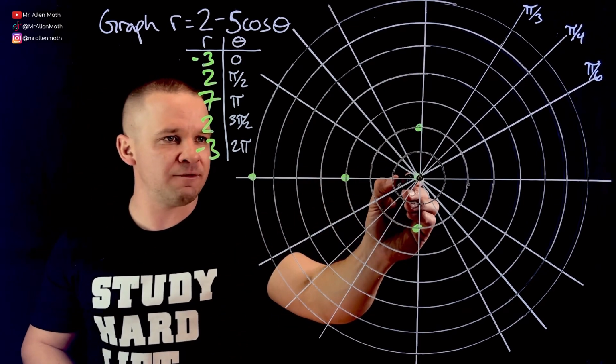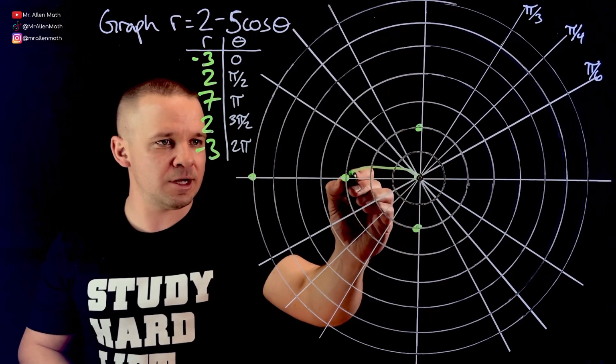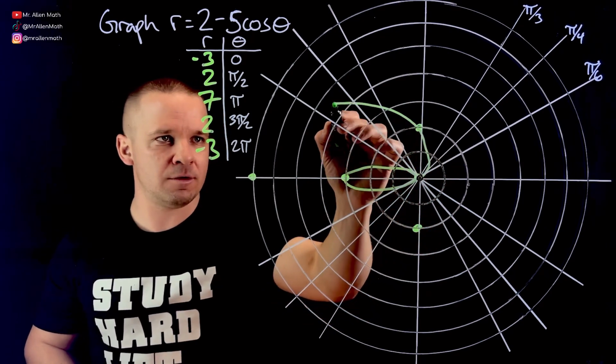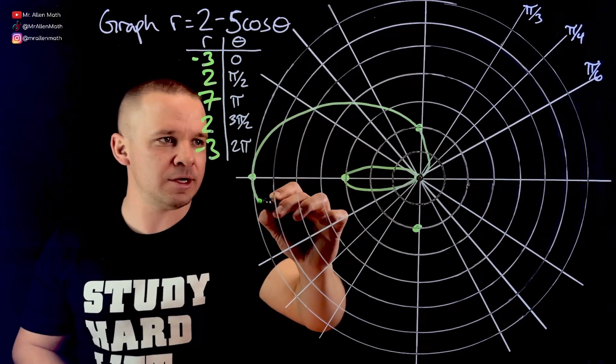I'm going to start here. Let's see if I can get this in one swoop. So I'm going to do like this. Then I'm coming back up here. Oh, that was kind of terrible. All the way around. We don't want it to be pointy here.